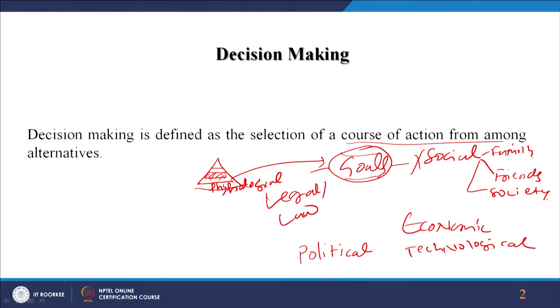So, basically it may be a conflict between the emotions and the rationality. And if there is a conflict between the emotions and the rationality, then what decision is to be taken, that this particular chapter will talk about. So, what do you think?